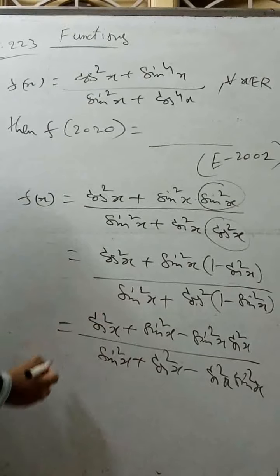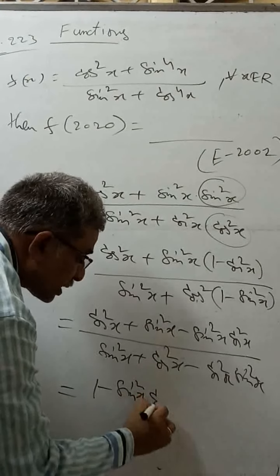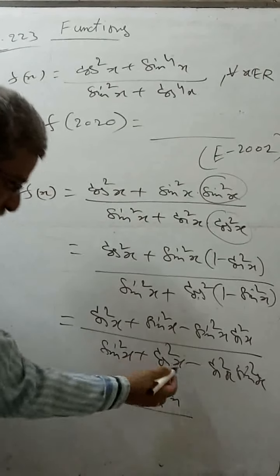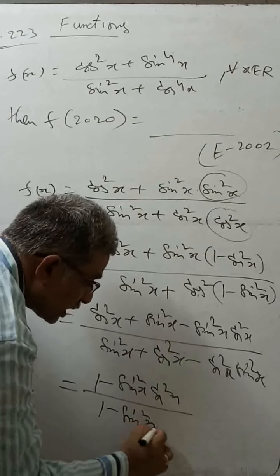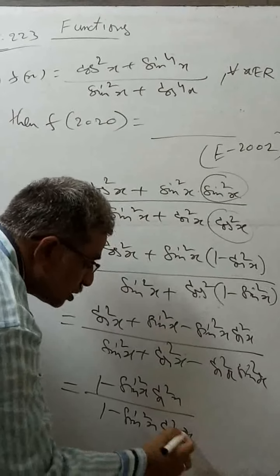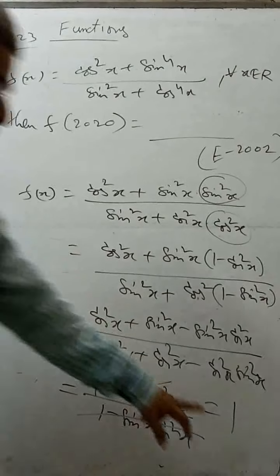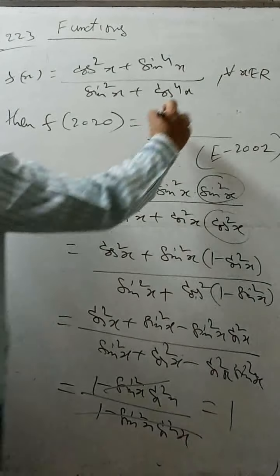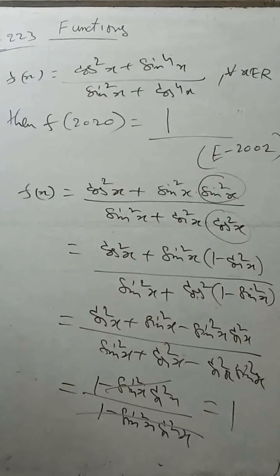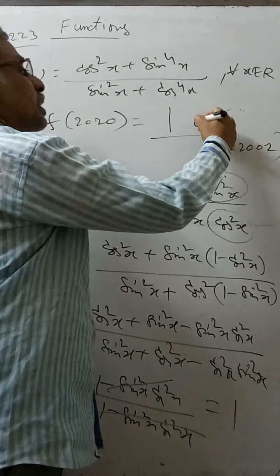Now this is sin square plus cos square, so it is 1 minus sin square x into cos square x, since sin square plus cos square is 1. Numerator and denominator are the same, so they cancel to 1. So f is a constant function. F of x equal to 1 means it is a constant function. So what is the value of f of 2020? Also 1. F of 2020 is also 1, that is our answer.